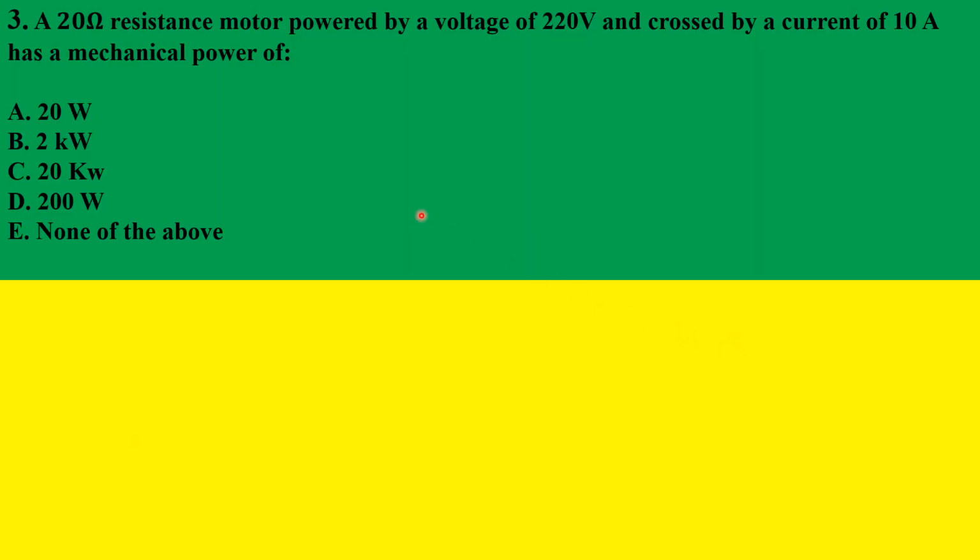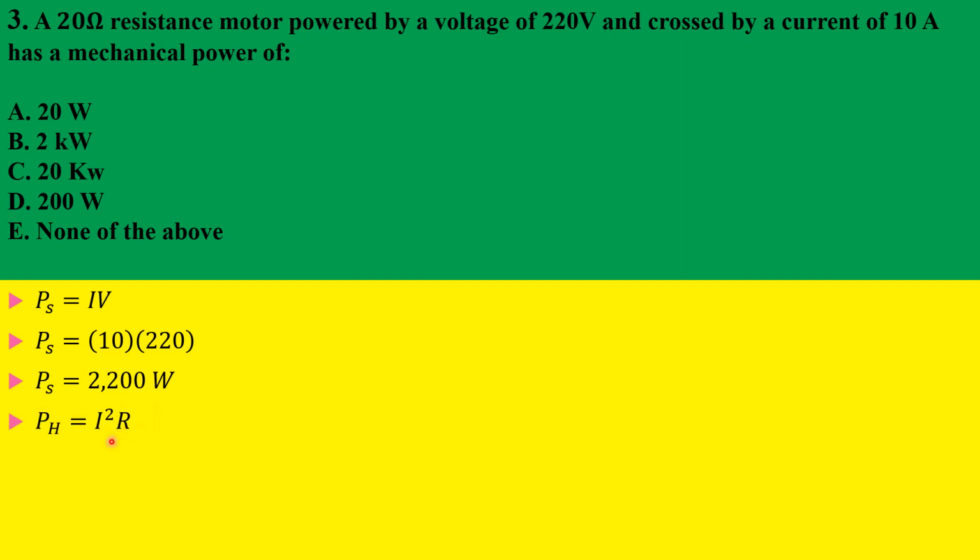Question 3. A 20 ohm resistance motor powered by a voltage of 220 volts and crossed by a current of 10 amperes has a mechanical power of. Mechanical power, take note, mechanical power. So we need to first of all calculate the power that is supplied to the electrical motor, right, to our motor. So we have power supplied is IV, of course. So we have the current that it draws in, multiplied by the supply voltage. So we have 10 multiplied by 220. So we have our supply power to be 2,200 watts.